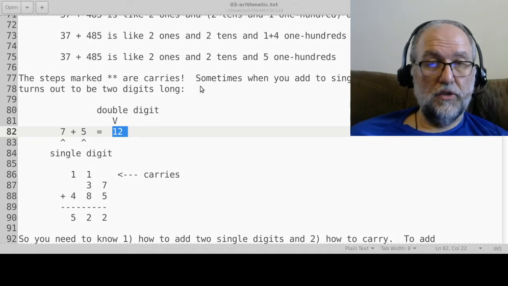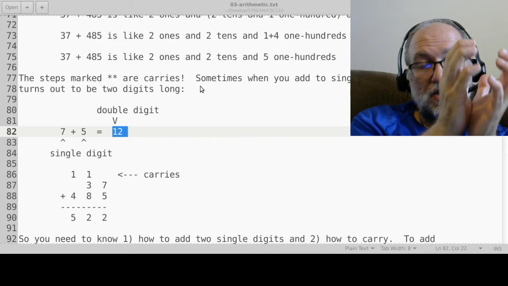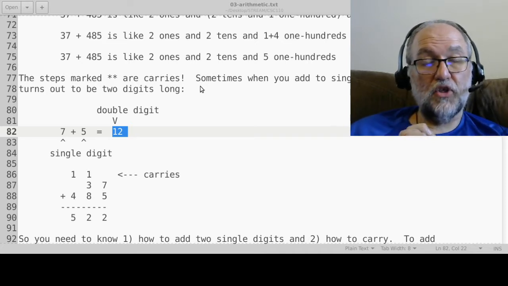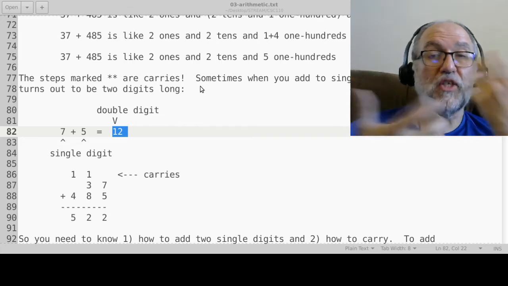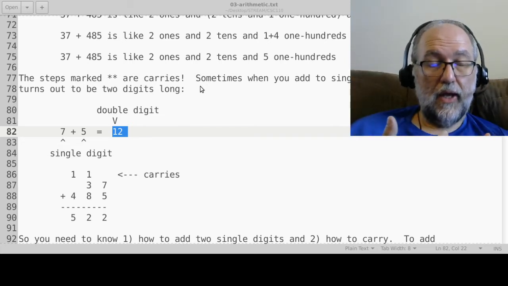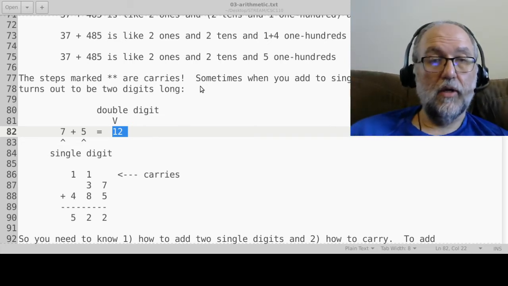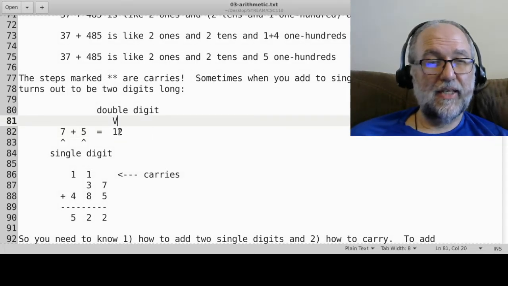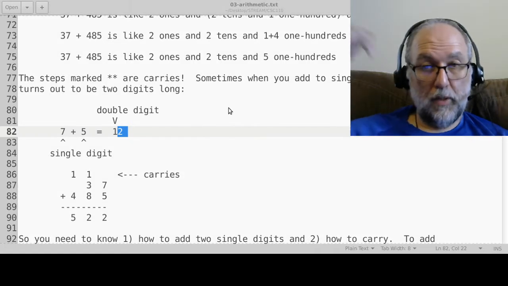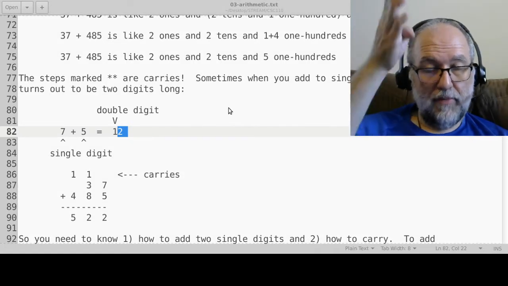Okay, that's 2 digits, 1 and a 2. Single digit means you just have one symbol, 7. And another single digit, 5, it's just one symbol, 5. But when you add 7 and 5, you get two symbols, a 1 and a 2, in Arabic numerals, and that's a double digit, okay? And so because you get this double digit, you have to put the least significant figure, that 2, below the line, because that's part of the column that you're in.